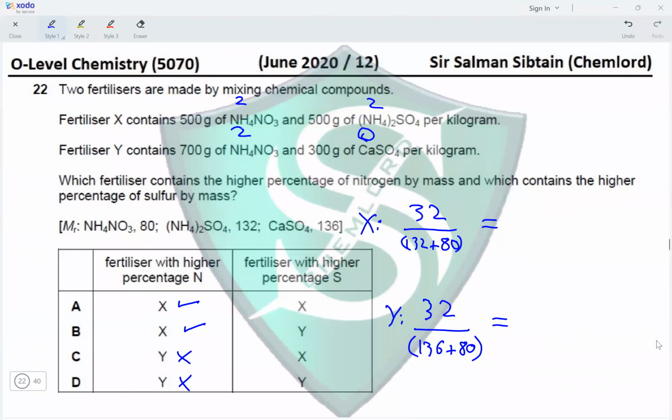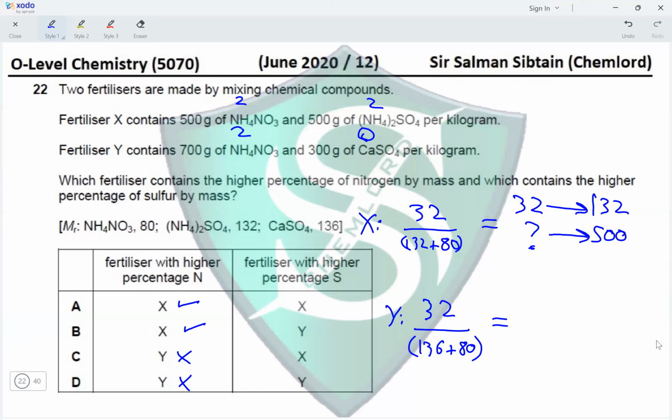Okay, but there is another issue here. In fertilizer X, we've got equal quantities of ammonium nitrate and ammonium sulfate. But in fertilizer Y, we've got 700 grams of ammonium nitrate and only 300 grams of calcium sulfate. So there is less calcium sulfate. So for X, 32 grams of sulfur are present in 132 grams of ammonium sulfate, and we have 500 grams of ammonium sulfate. So how much sulfur would be present in 500 grams?